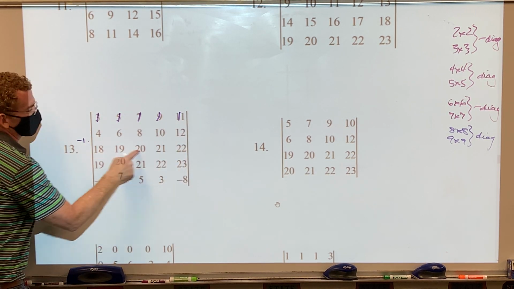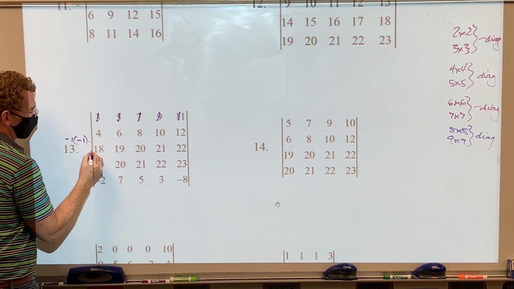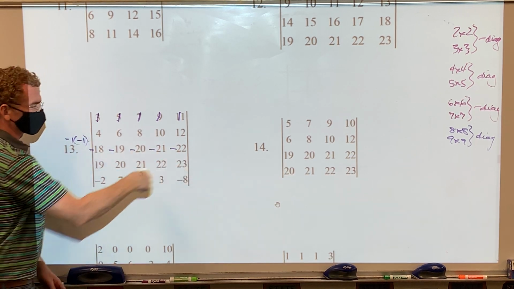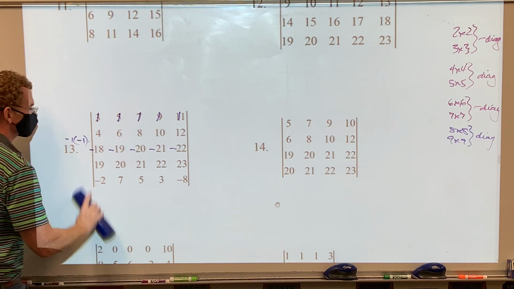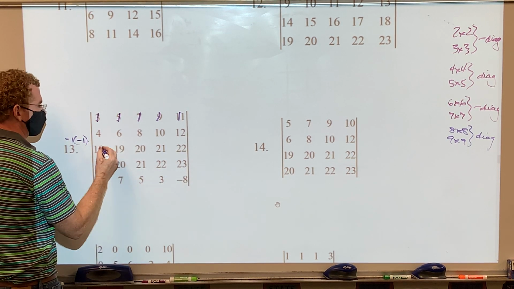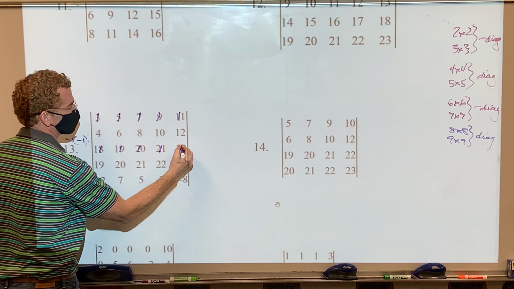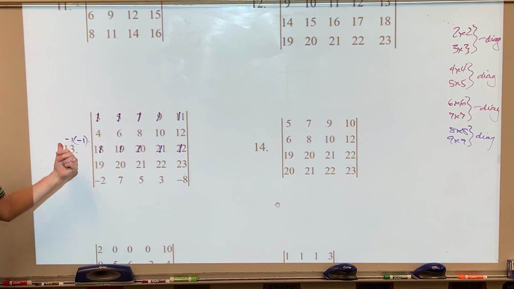What if I factor a negative out of this row and join those together? 1s. More 1s. What happens when you have any 2 rows or any 2 columns that are the same? It's 0. 0 times anything?